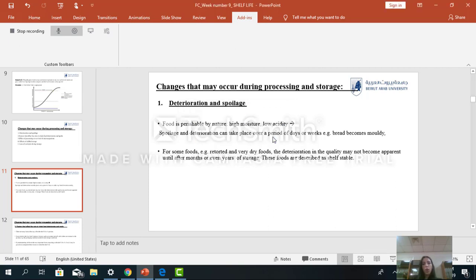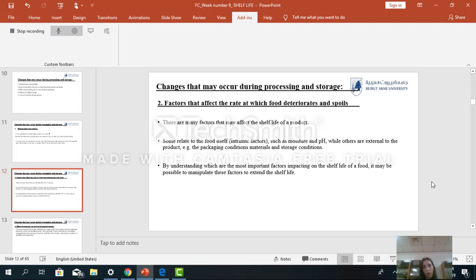So, what are the factors that may affect the deterioration and spoilage of the food? The food is perishable by nature whenever it's high in moisture and low in acid, and in this case, the spoilage can take place over a period of days or weeks, such as bread, it becomes moldy easily. However, retorted and very dry food are very stable, they are shelf life stable, and they can maintain their quality and safety over a longer period of time, sometimes years of storage, just as canned food, which can stay 2 years in storage.